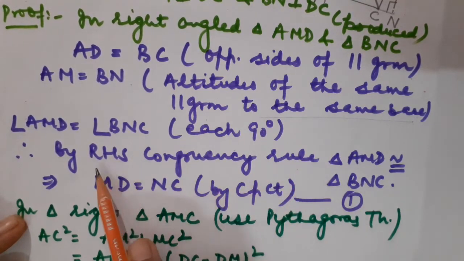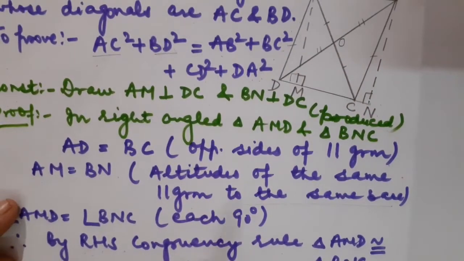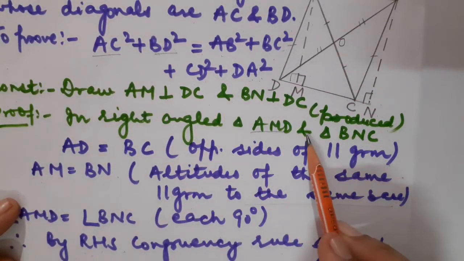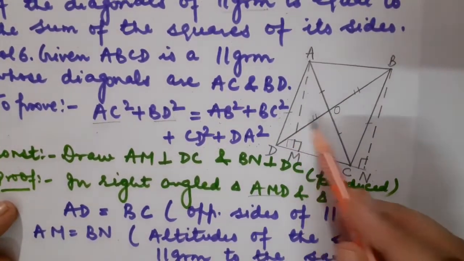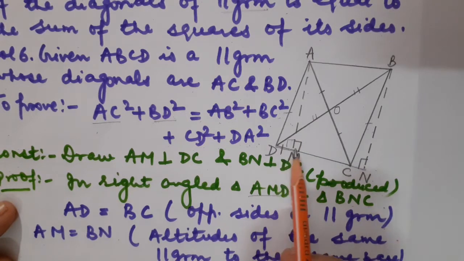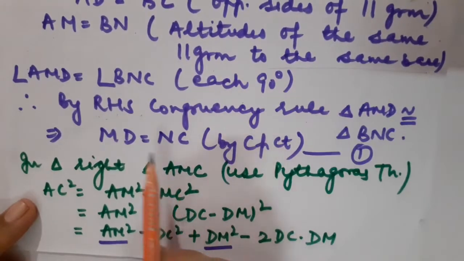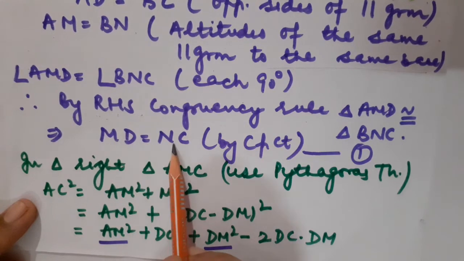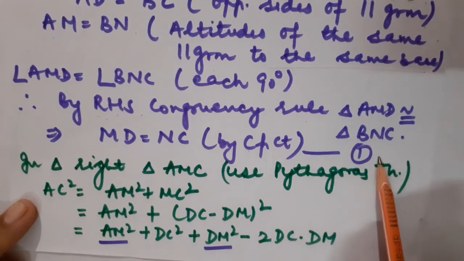So on the basis of right angle, hypotenuse, side, that is RHS congruency criteria, I can say that triangle AMD is congruent to triangle BNC. Correct? As they both are now proved congruent. So by CPCT, can I say that their corresponding parts will also be equal? So can I say that this DM, this smaller side you can see, is equal to CN? Of course, DM is equal to CN. That is MD is equal to NC by corresponding parts of congruent triangles. So let us consider it as equation number 1.